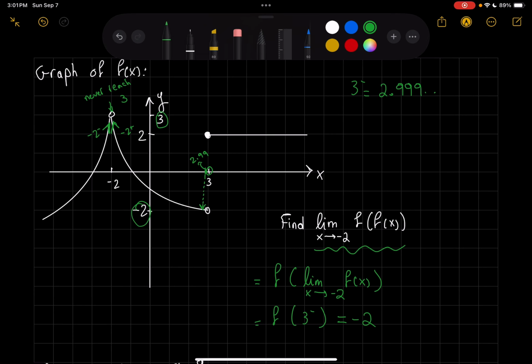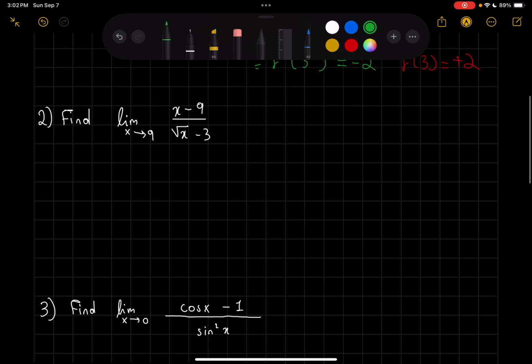Okay, so in another situation, if this dot was actually colored, then this would have been f of 3, and then it would take you to the colored dot over here, which would be +2. Just a what-if situation. Moving on to the second question.